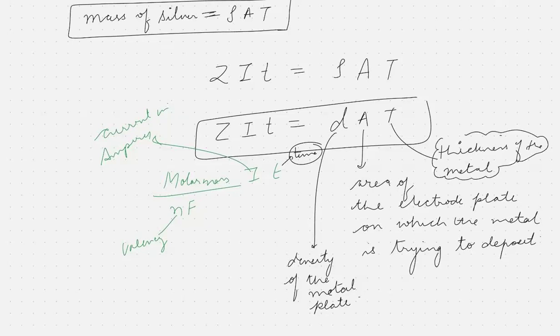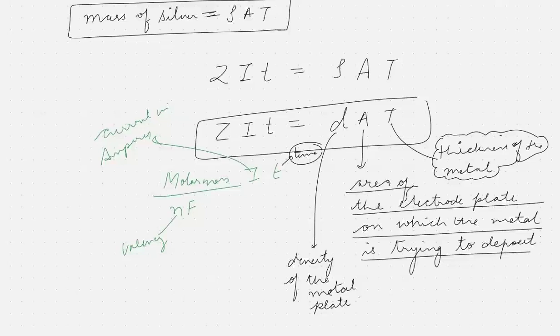This is going to be the idea. So we're going to have the thickness of the metal, the area of the electrode plate on which the metal is trying to deposit, and the density of the metal. And using this formula, we are going to solve all the numericals. I hope you're understanding.